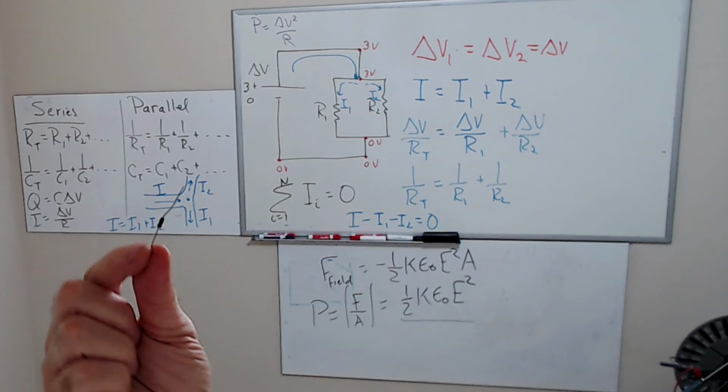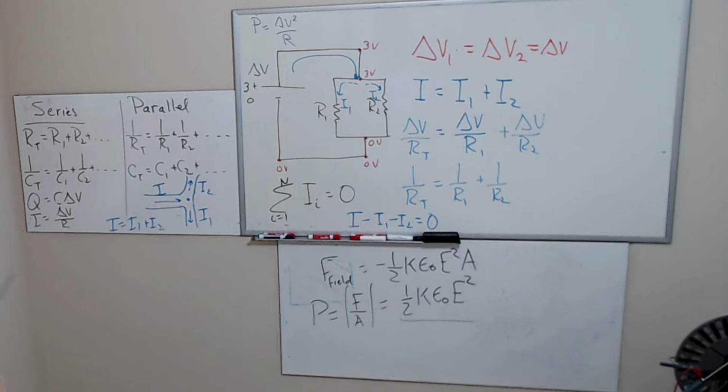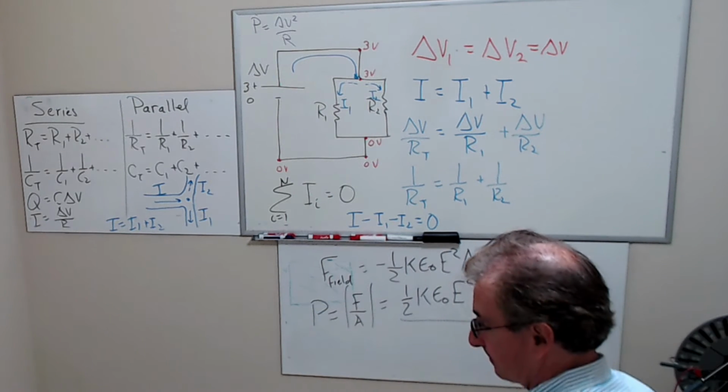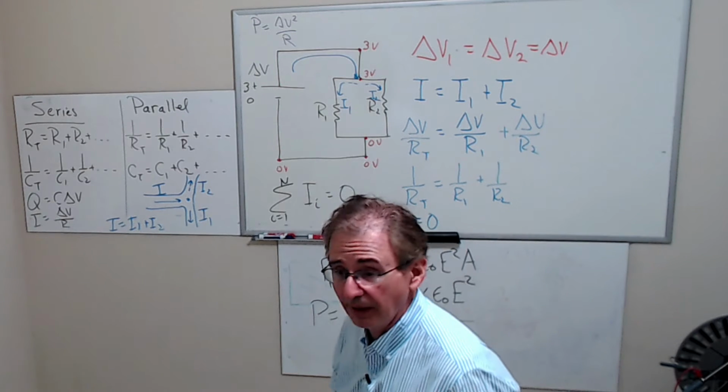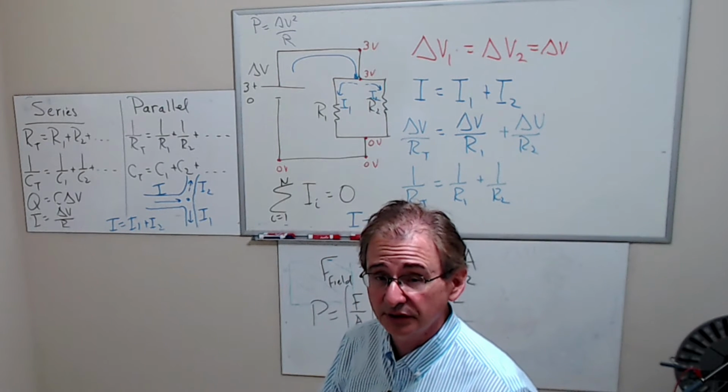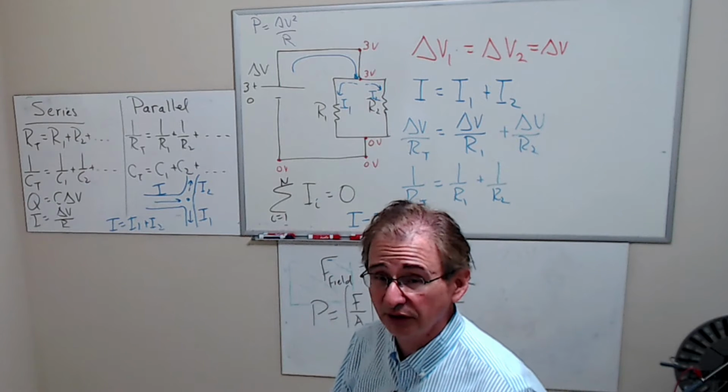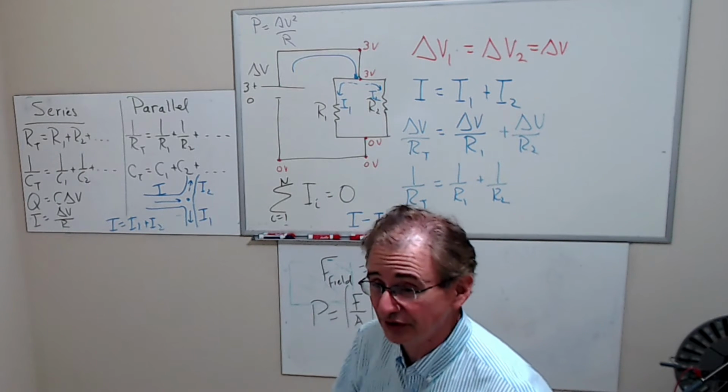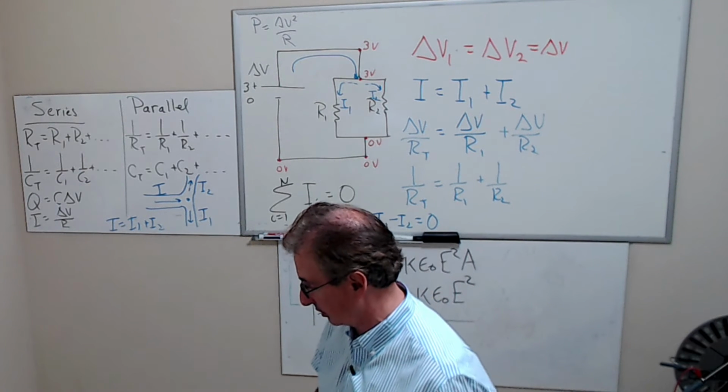So if you actually pick up the resistors from your lab kit, you'll see a bunch of bands on the resistor. And the bands are different colors. And it's a color code that tells you what the resistance of the resistor should be. So I'll talk about that in a little bit.